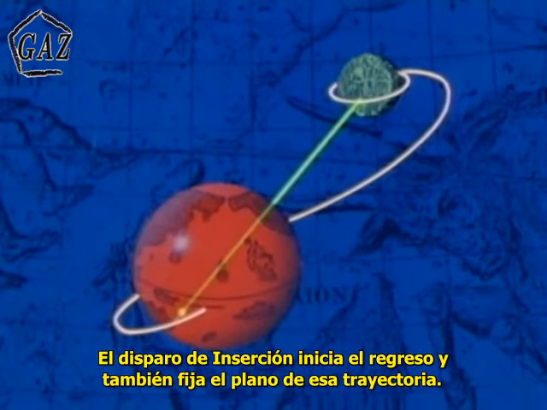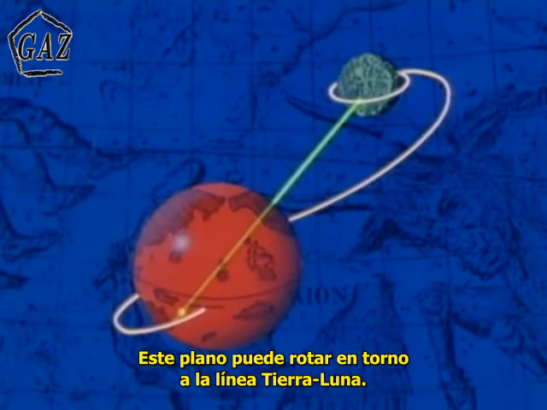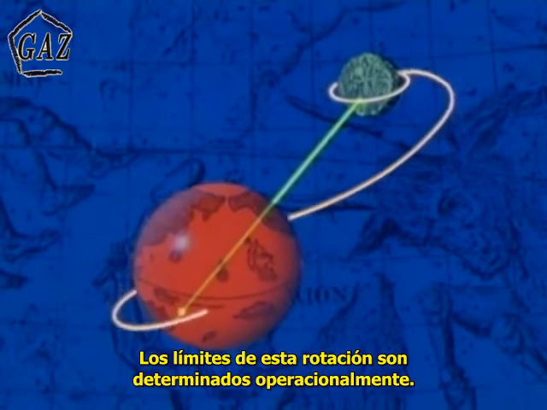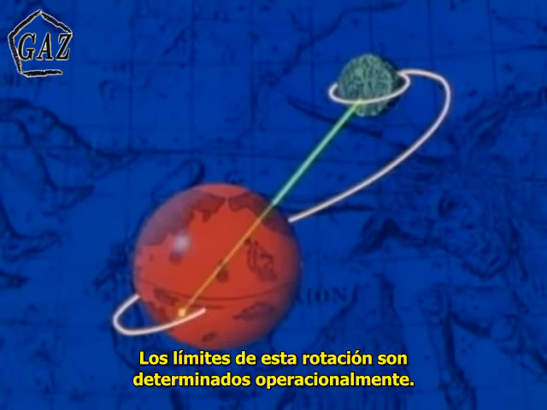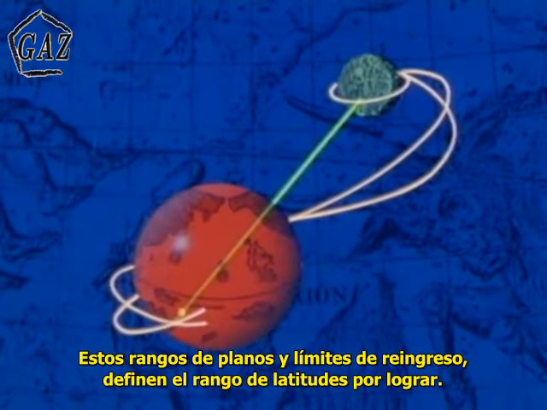The injection burn to start the lunar spacecraft on its return trip will also fix the plane of the return trajectory. This plane can be rotated around the Earth-Moon line. The limits of this rotation are determined operationally. This range of planes, along with the entry range limits, determines the range of latitudes that can be achieved.